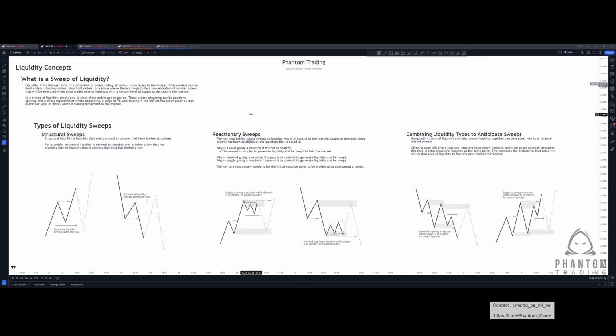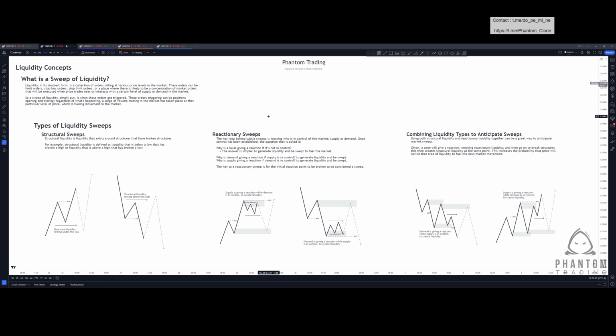Now, the second sweep is a reactionary sweep. The key idea behind a reactionary sweep, or a subtle sweep, is knowing who is in control of the market, supply or demand. Once control has been established, the question that is asked is, why is a level giving a reaction if it's not in control? The answer is simple: to generate liquidity and to be swept to fuel the market.